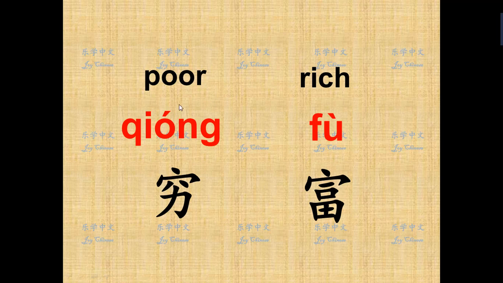The first character I'm introducing is qiong, means poor. It's a combination of qi and iong with second tone. Qi iong, qiong means poor. And the opposite word of this is fu, rich. Combination of fu and u. Fu, qiong, fu.